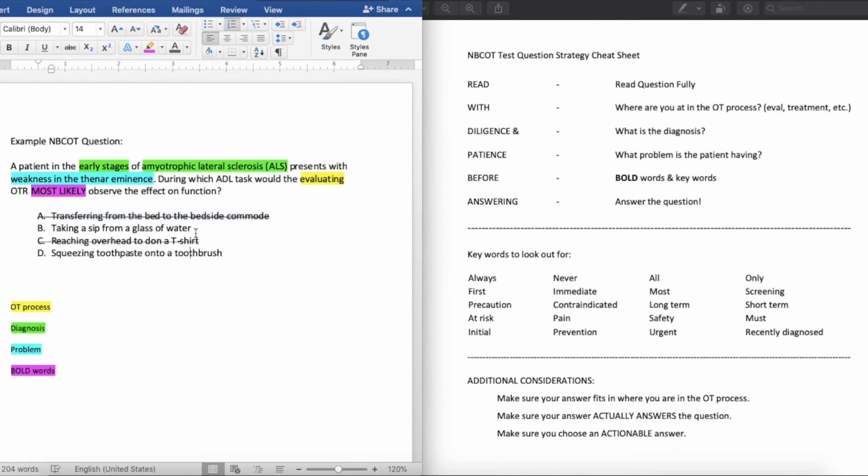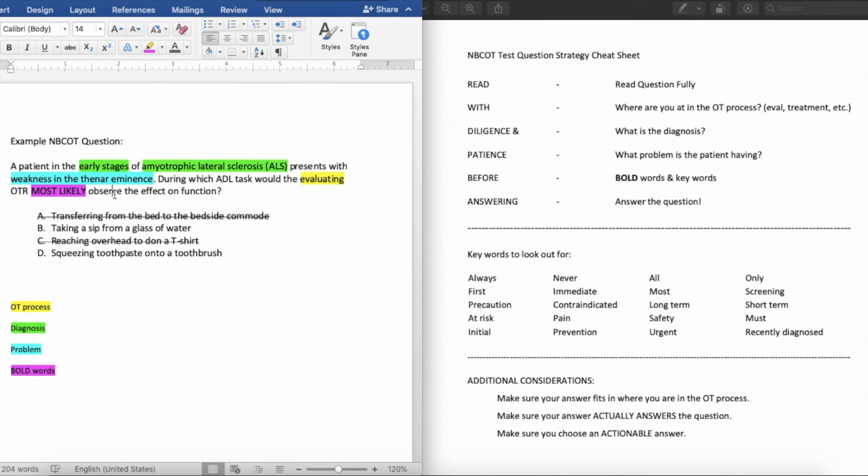Finally, the last two that I think we can consider are taking a sip from a glass of water and then squeezing toothpaste onto a toothbrush. Both of those are acceptable answers in my opinion, because you do use the thumb and hold it in adduction if you are tipping a glass of water up to your mouth, and you use it to squeeze the tube of toothpaste. However, if we look back into our bolded words, again, we're looking for most likely, and we're also looking for the best answer.